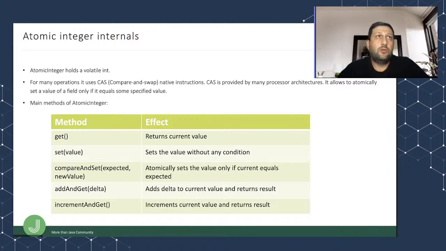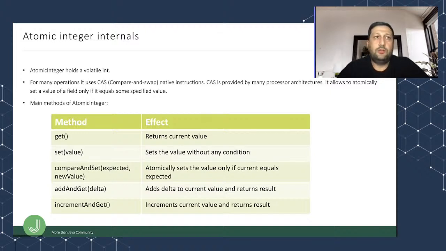AtomicInteger overall holds a volatile primitive, and it uses compare and swap instructions. Compare and swap is provided by many processor architectures. It allows atomically setting the value of a field only if it equals some specified value. Let's look at the main methods of AtomicInteger.